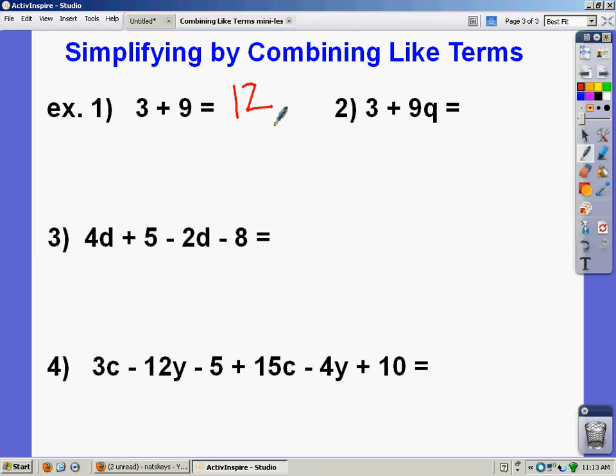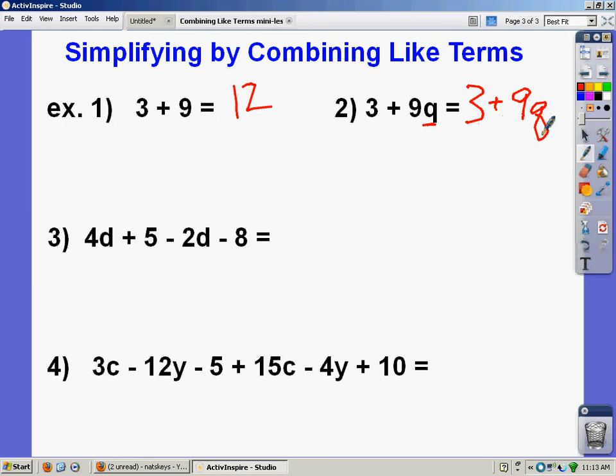Okay, example number 2, 3 plus 9y. Well, I have a variable here, but no other like term, so I really can't combine anything. Therefore, if I can't combine it, I can't simplify it, it stays the way it is. That is my final answer. I really can't simplify that.